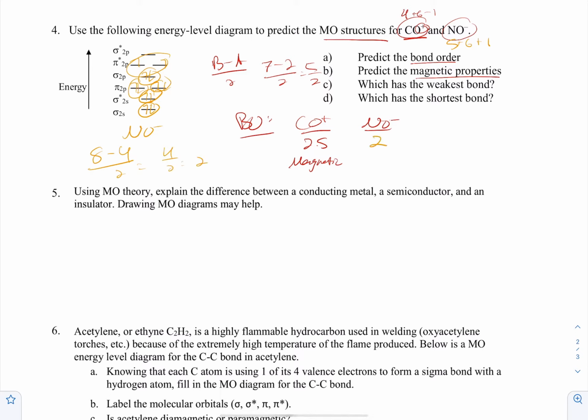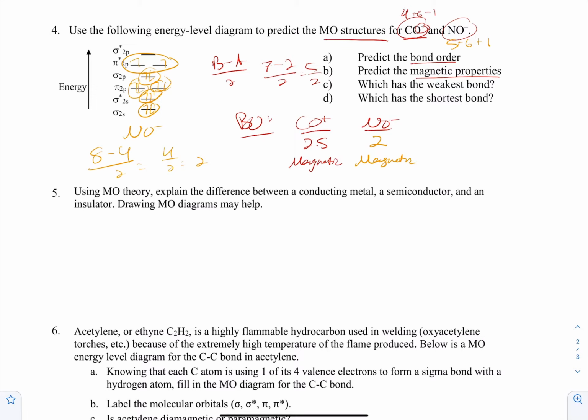So I'm going to put a 2 here, which is just a double bond, right? And we've got these unpaired electrons up here. If you had paired these up prematurely, then you would have probably said that this was diamagnetic. But this is actually paramagnetic because these two guys are separated. So this is also magnetic.